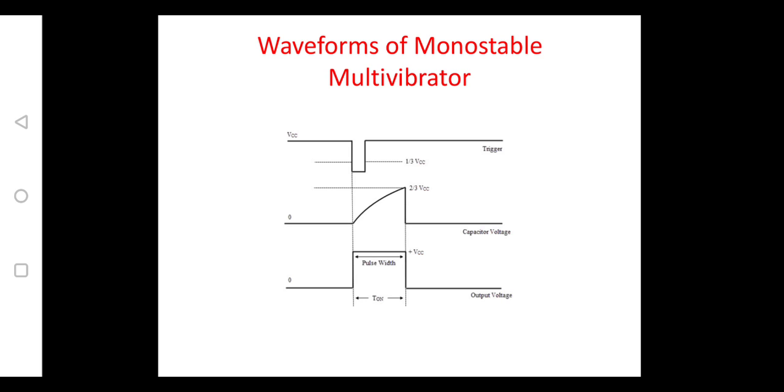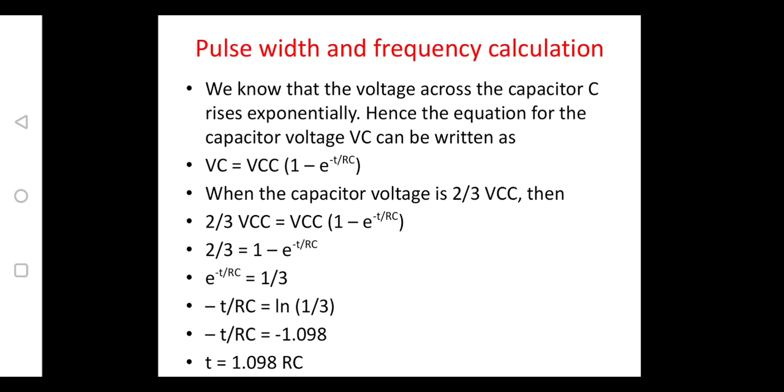So in case of a monostable multivibrator, the output will not be a perfect square wave. That is the reason instead of calculating a duty cycle, here we are calculating a pulse width. It means the time for which the capacitor is going to be charged is called the pulse width.